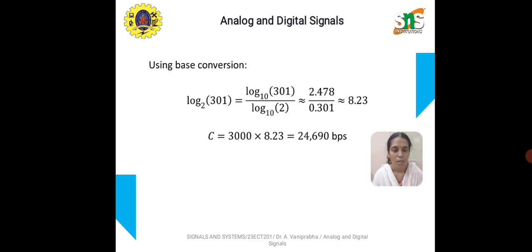So this is the channel capacity, or the bits the particular channel can hold for fruitful transmission. These are the two basic problems to understand the concept of impedance and also the channel capacity, that is, how many bits the particular channel could hold if the bandwidth is 3000 and the signal to noise ratio is 300.